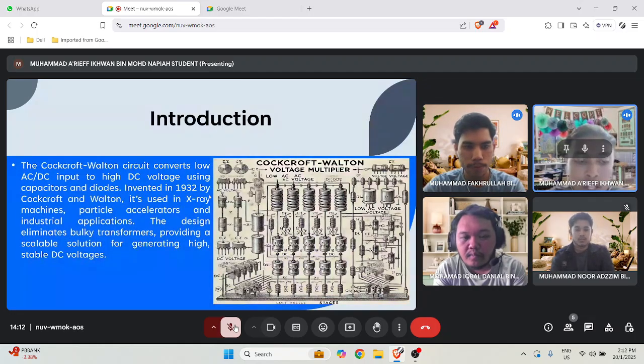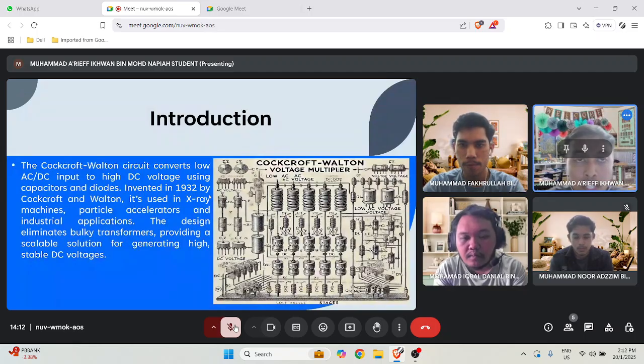Beyond versatility, the circuit is also known for its durability and reliability. It has fewer points of failure, making it a long-lasting solution in high voltage systems.